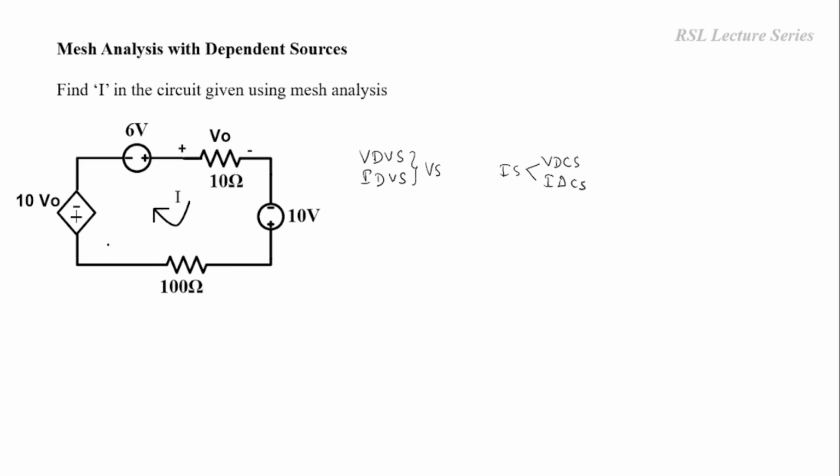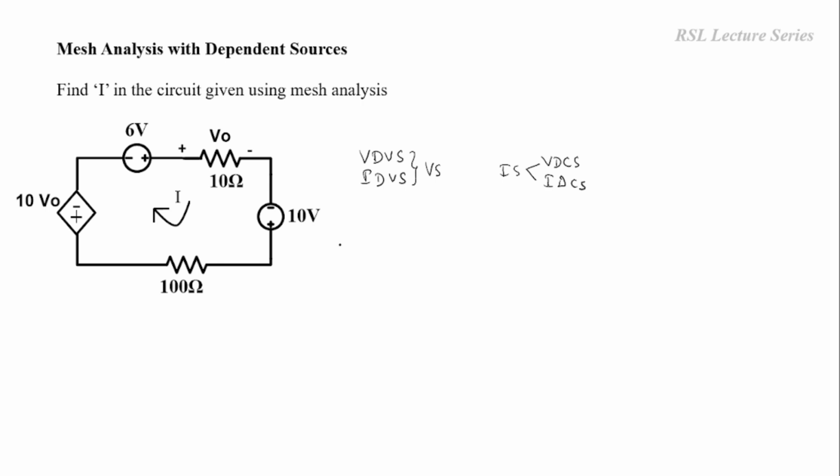We have only one mesh and three sources: two independent sources, that is 6 volts and 10 volts, and one dependent voltage source, the voltage dependent voltage source 10 V0. While writing the mesh equation, we have to consider this dependent voltage source like an ordinary independent voltage source. After writing the equation, we have to find the value of V0. So first we'll write the mesh equation.